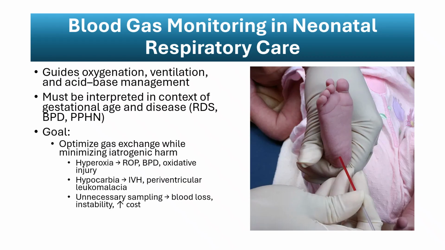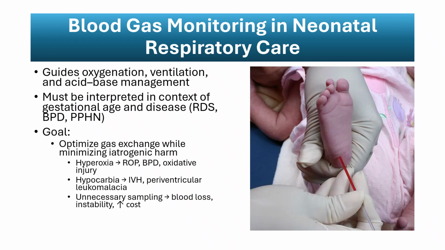pH, PaCO2, and PaO2 remain the core measures. pH reflects the net effect of respiratory and metabolic processes. Carbon dioxide tension indicates how effectively alveolar ventilation removes CO2, while oxygen tension measures diffusion across the alveolar capillary interface. Bicarbonate and base excess quantify the metabolic component and help distinguish primary versus compensatory changes.